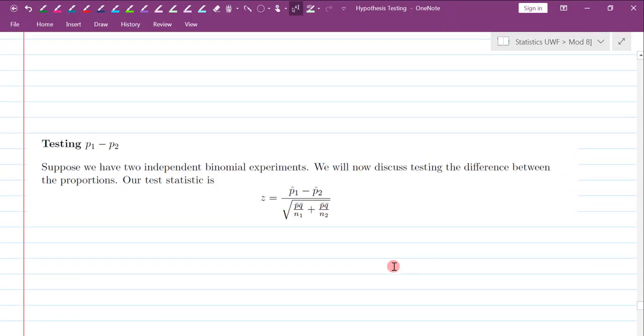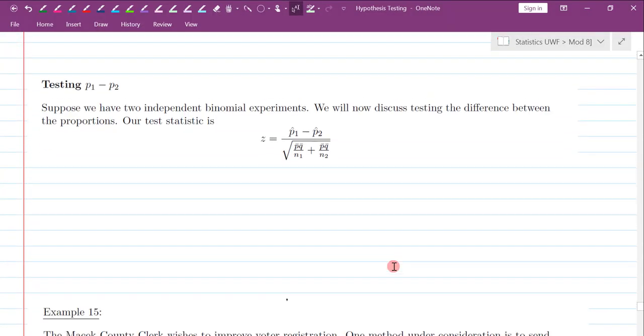Okay, now we're looking at testing with proportions. Suppose we have two independent binomial experiments. We will now discuss testing the difference between the proportions. Our test statistic is as follows. We are missing part of that right here. Let me go grab and insert part of this, because you need to know how to calculate P bar and Q bar.